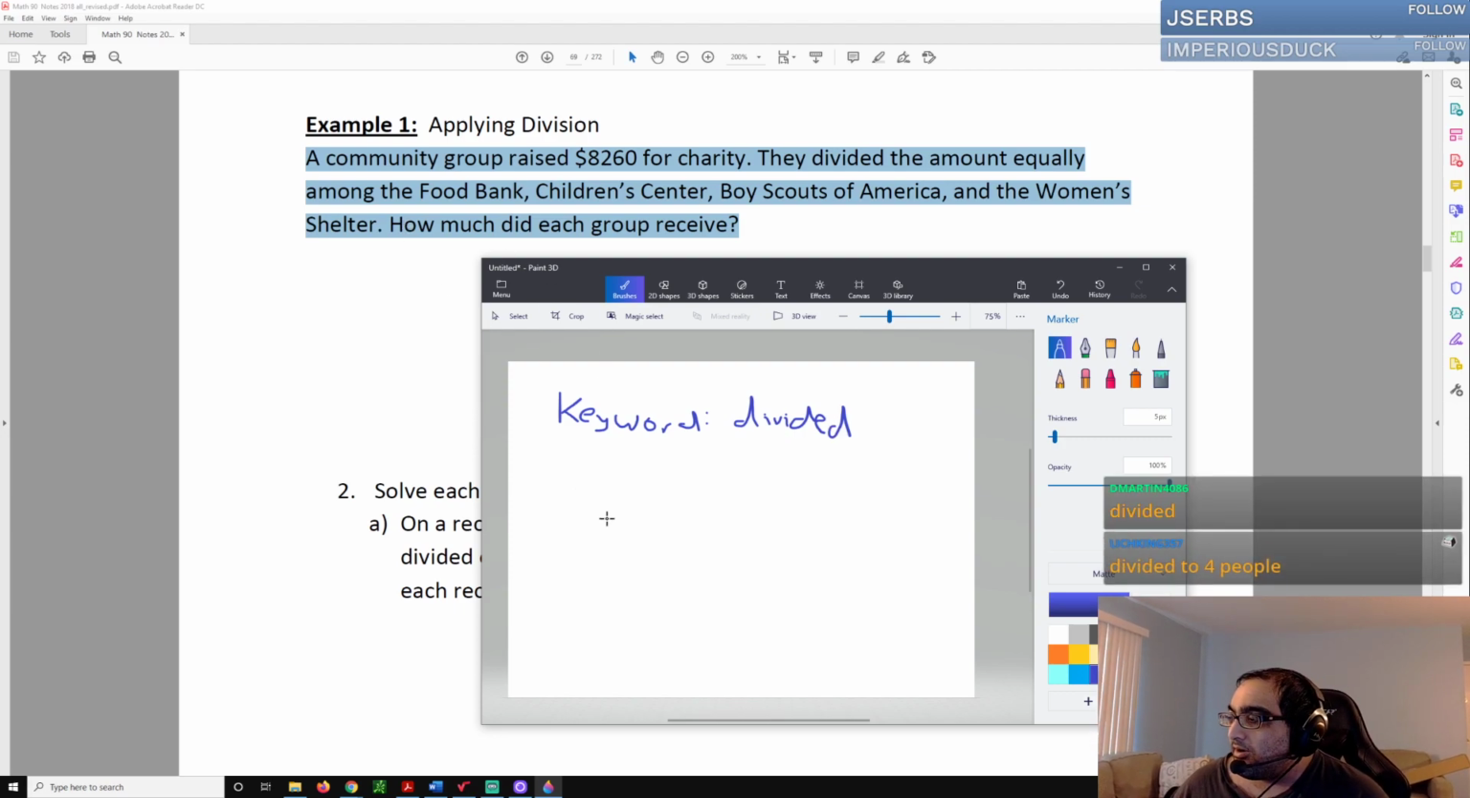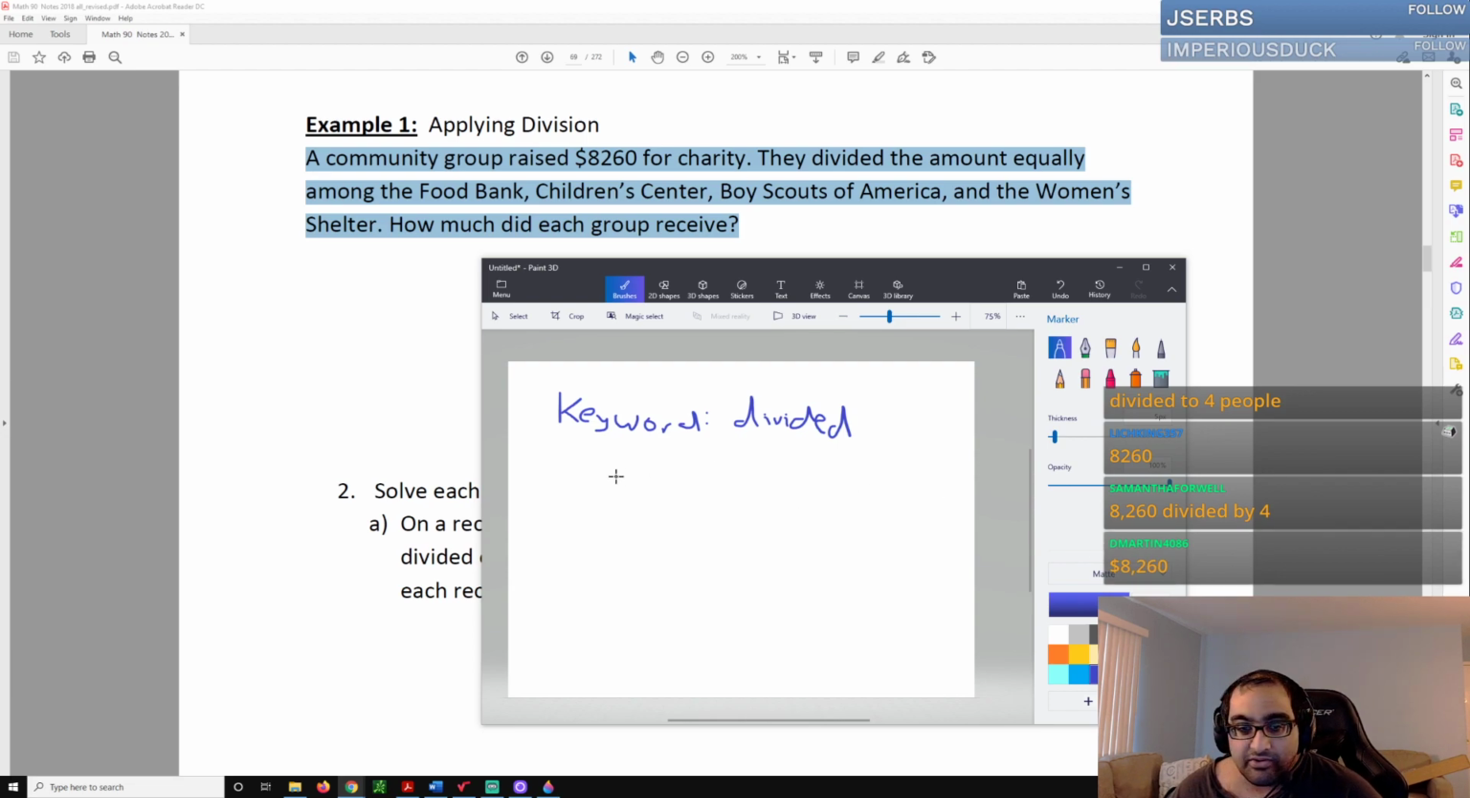Well, how much money are we dividing? What's the total amount of money we're dividing here? So 8,260. Okay, very good. That's right. And we are going to divide that by 4 organizations. That is correct, right? So we have the Food Bank, the Children's Center, the Boy Scouts of America, and the Women's Shelter. Okay.